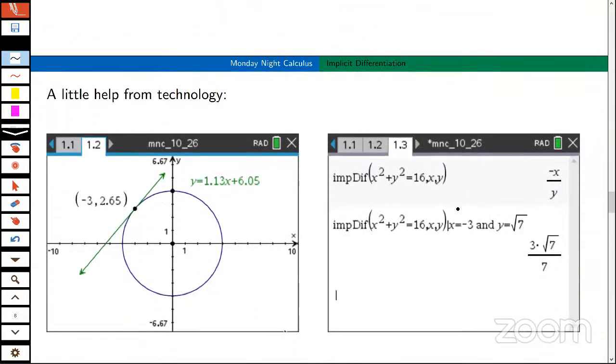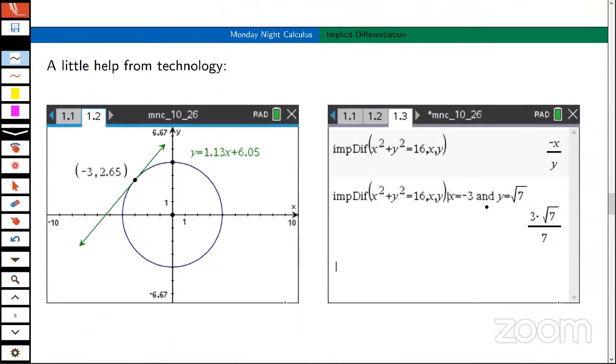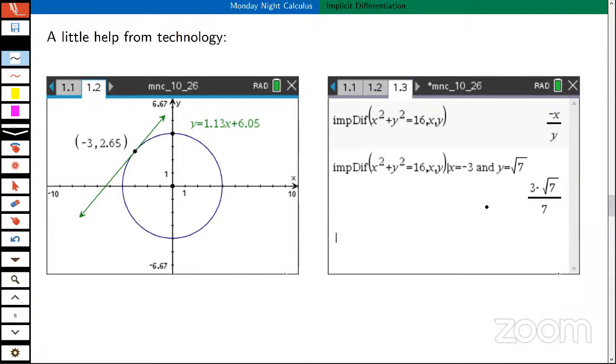So, a little help with technology. On the left-hand side, I'm using the TI-Nspire, and what I did is I drew the circle in there, and I got an equation of the tangent line through the point -3, and I think that's pretty close to the square root of 7. That's really cool, so I can picture this.